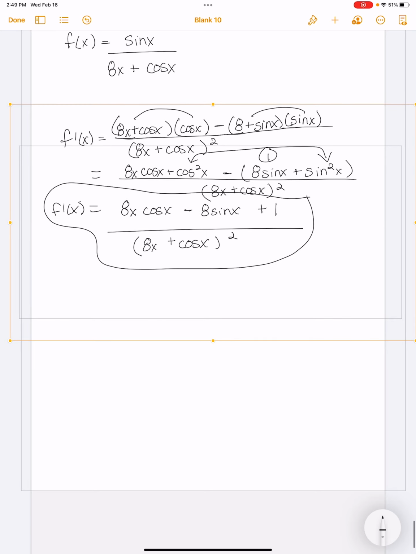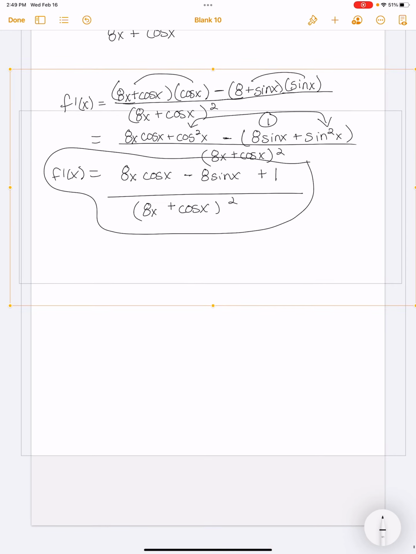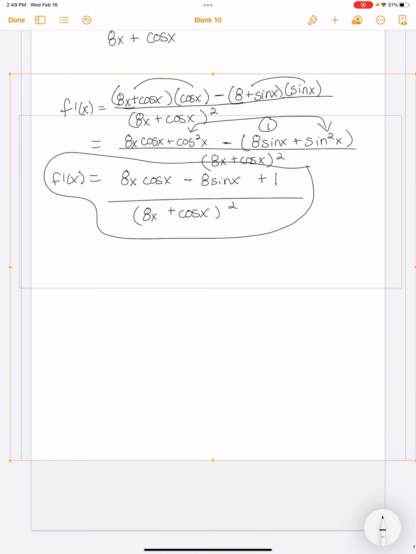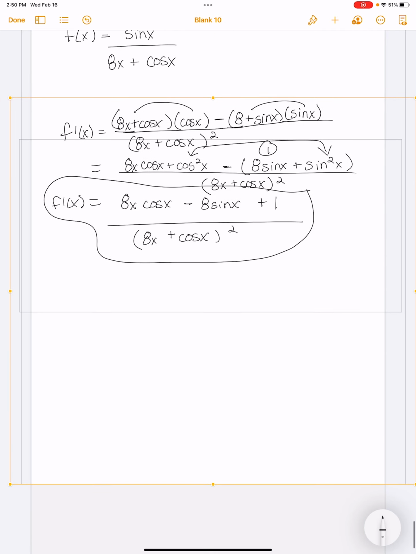All right. Let's do one more with the trig functions because they're really good to practice.